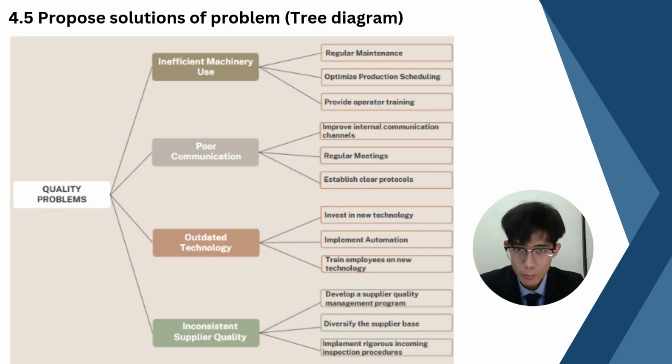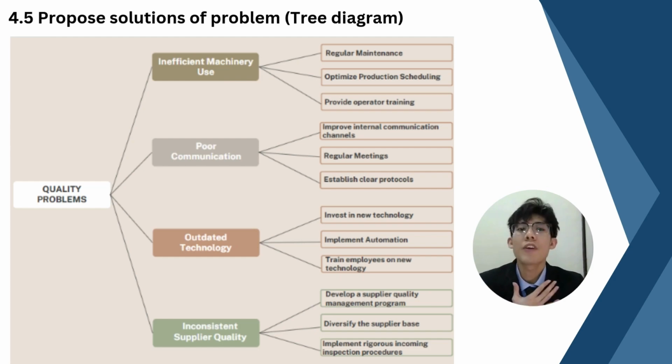Hello, my name is Henry, and my matric number is AP220253. Next, I will present our findings on the quality control practices at Plexus Corporation. Our focus will be on the tree diagram, which identifies the main problems in quality issues and proposes solutions to improve production quality and efficiency. The tree diagram helps us systematically identify and address the root causes of quality issues at Plexus Corporation. It breaks down complex problems into manageable components and offers clear strategies for improvement.